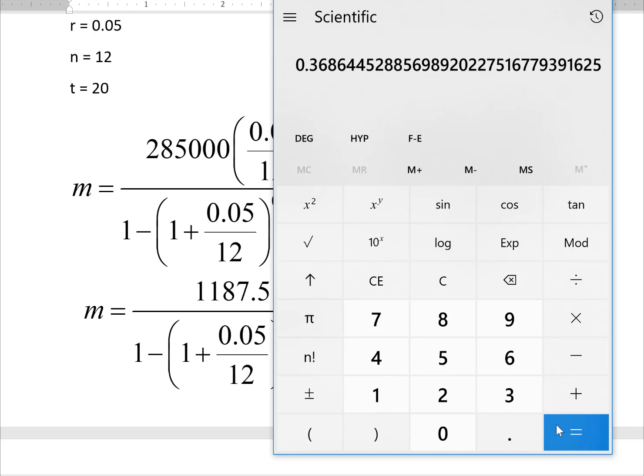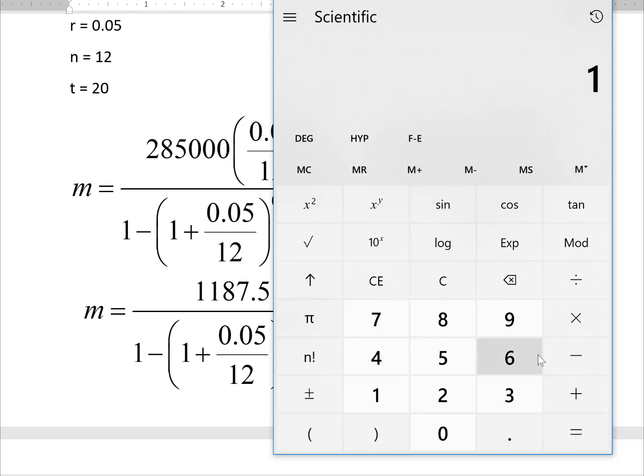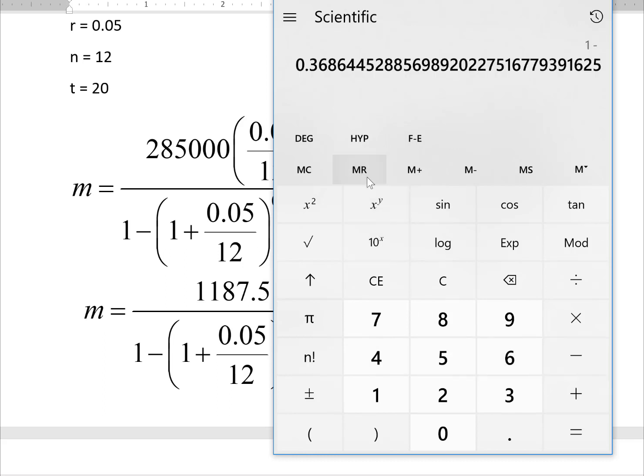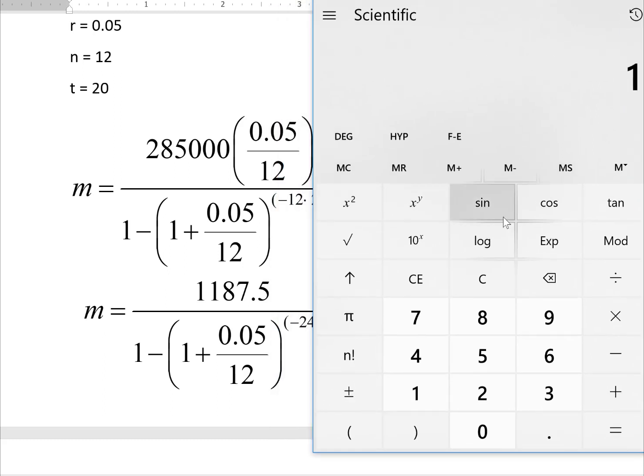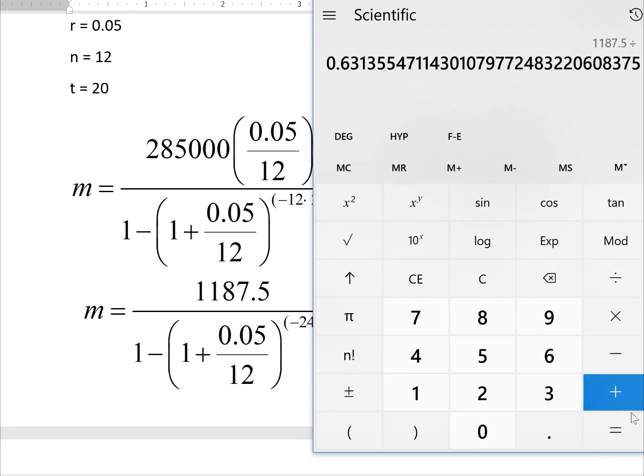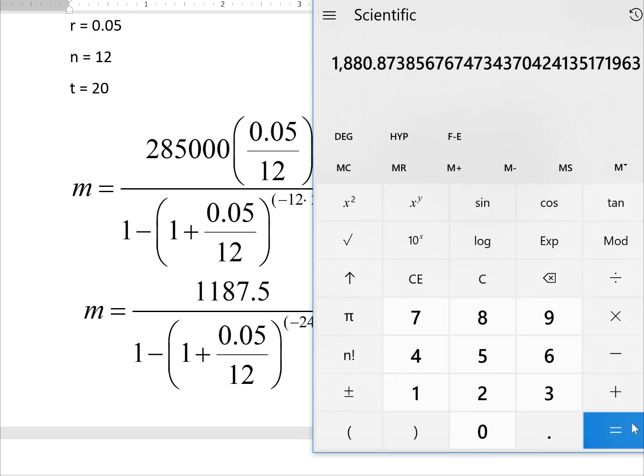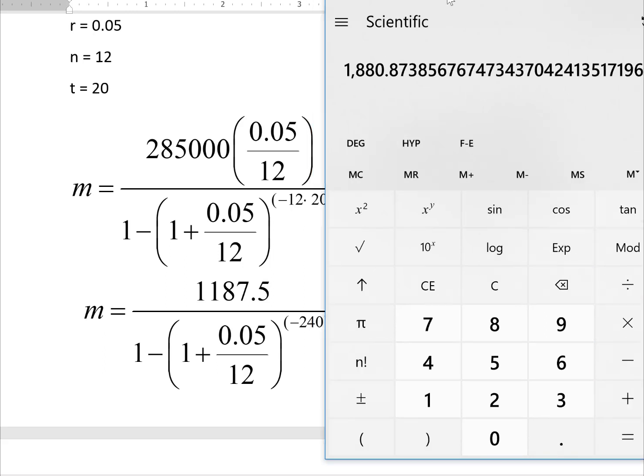Now I need to subtract this from 1, so I'm going to go ahead and add that to my memory. I'm going to take 1 minus memory recall. All right, now I'd like to store this in my memory, and so I'm going to go ahead and clear my memory first and then go ahead and put this into the memory. And then I want to take the numerator, the 1187.5, and divide by that number that I just stored, memory recall. And there's my mortgage payment, $1,880.87.